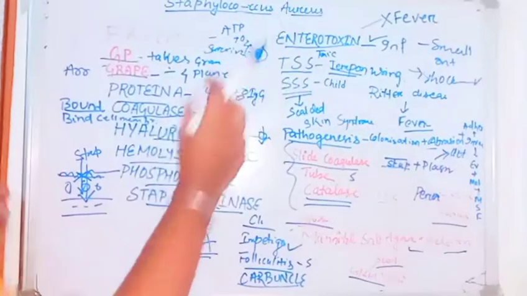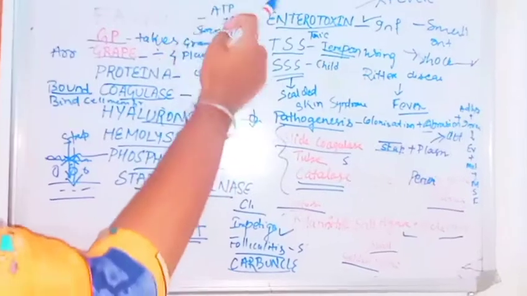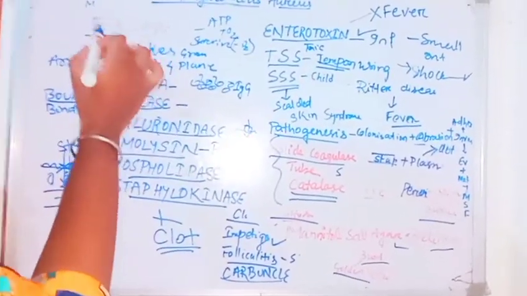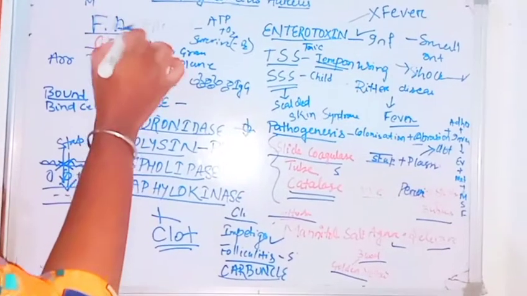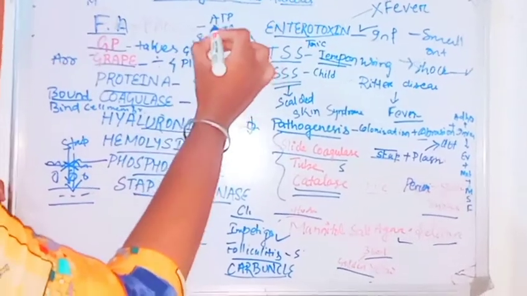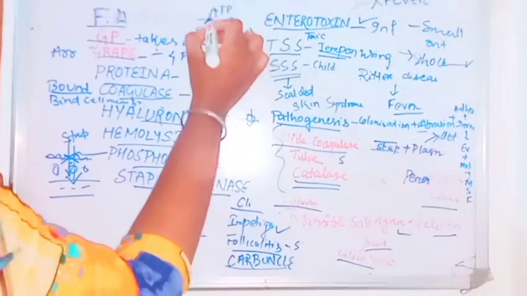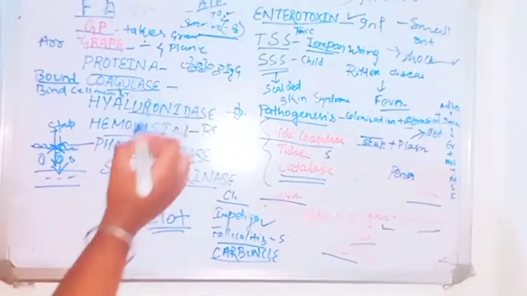Staphylococcus aureus. We shall discuss 10 important points of Staphylococcus aureus regarding viva. Its morphology is that it is a facultative anaerobe, which means it can survive in the absence of oxygen, and it can also produce ATP in the presence of oxygen.